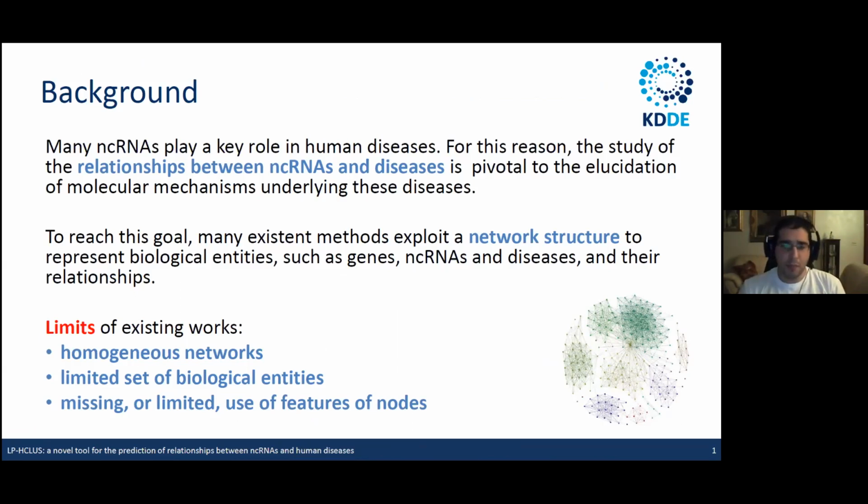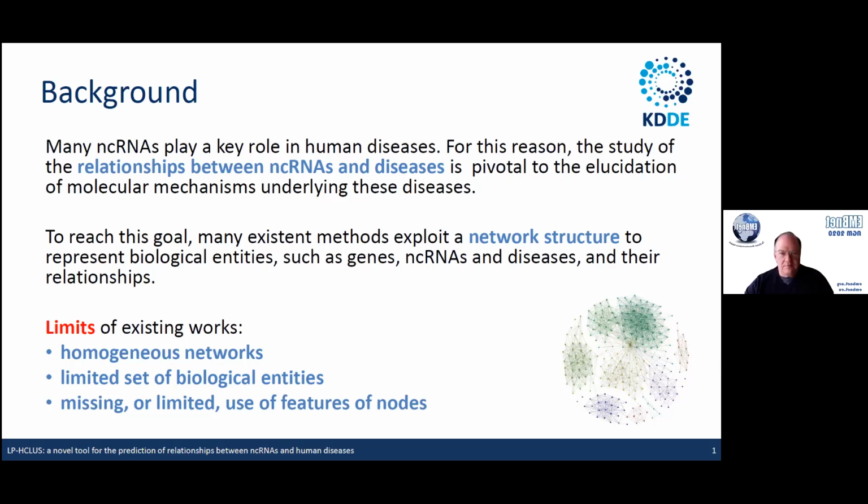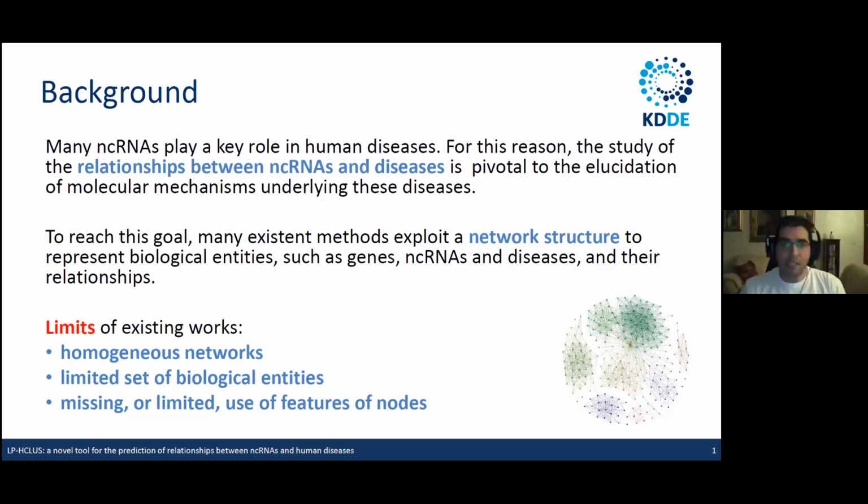First of all, many of them work on homogeneous networks, that are networks with only one type of biological entity. Other works are limited to a set of biological entities, and many of them do not take into account the features associated with the nodes.